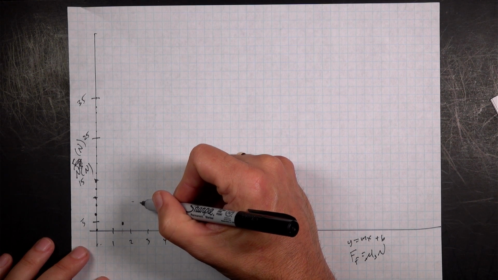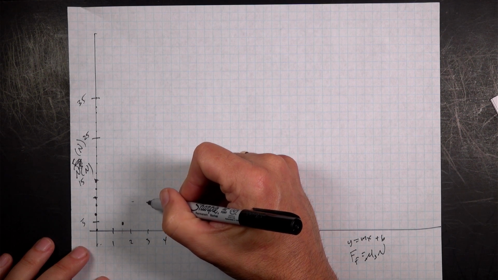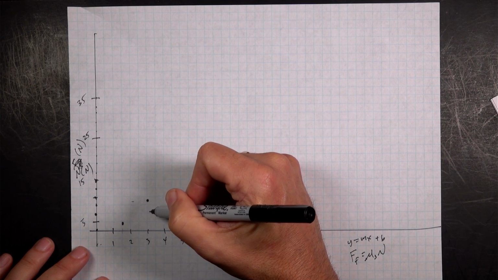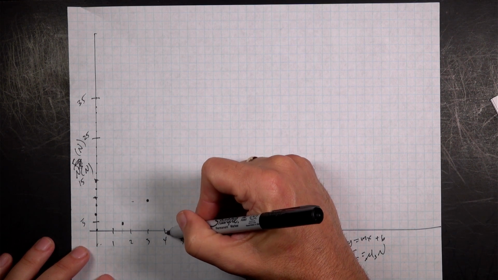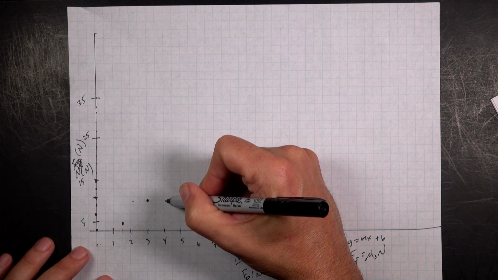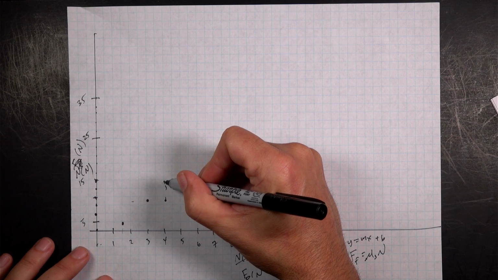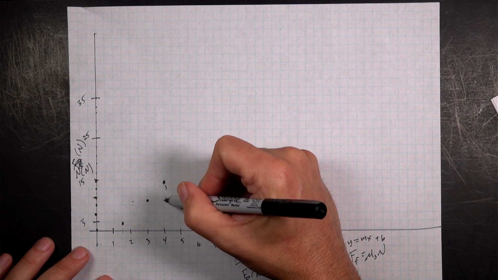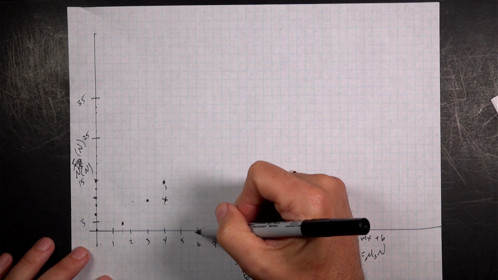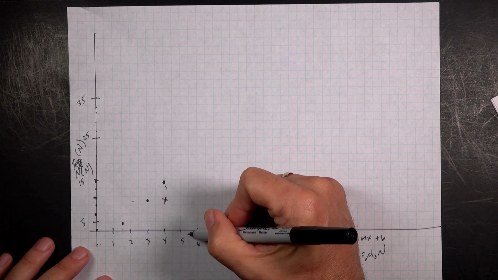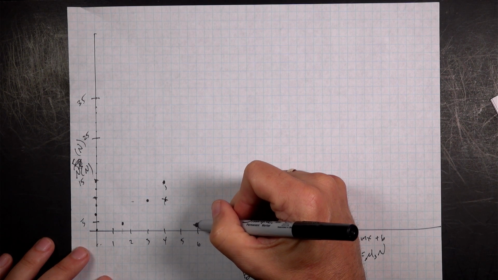And then I had, what, 3. So I'm over here. And then I had 4.15. So I'm right over here. And 14.7. So that's almost right there. That's not a point. And then I had 5.8. So I'm over here.